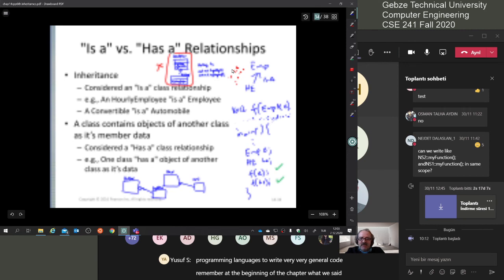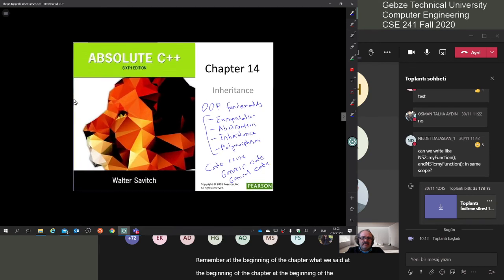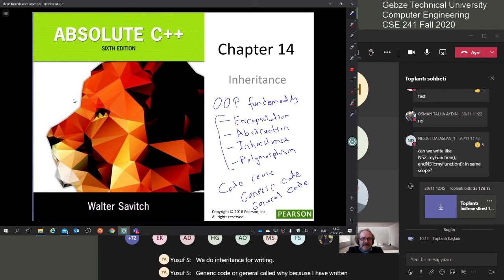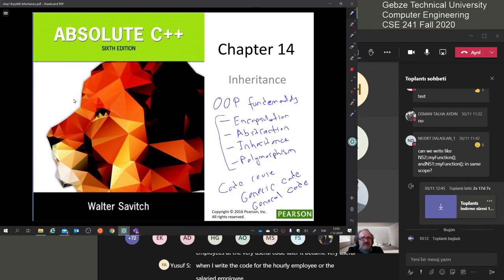At the beginning of the chapter, we do inheritance for writing generic code or general code. Why? Because I have written code for the employee. Although by itself employee is not a very useful code, later it became very useful when I wrote the code for the hourly employee or the salaried employee. Okay, it was very useful.